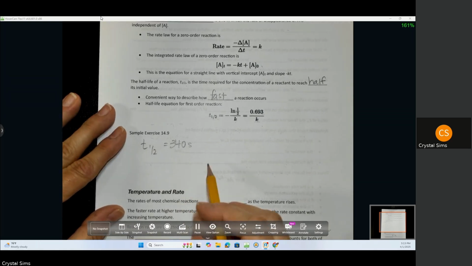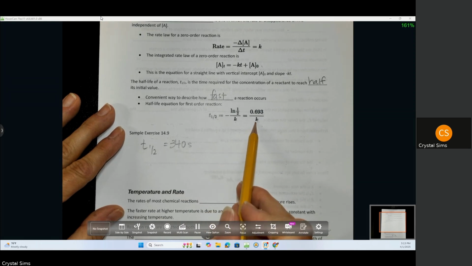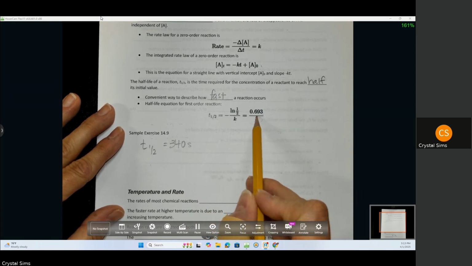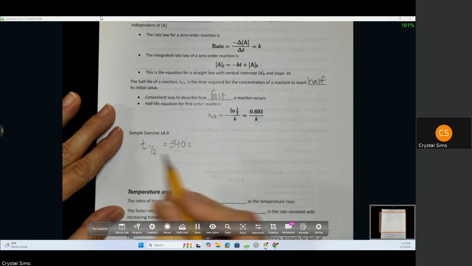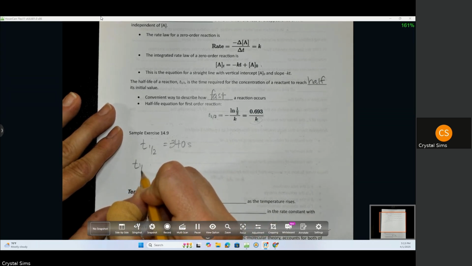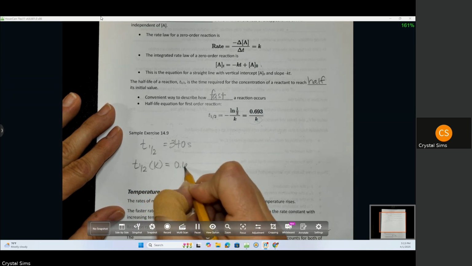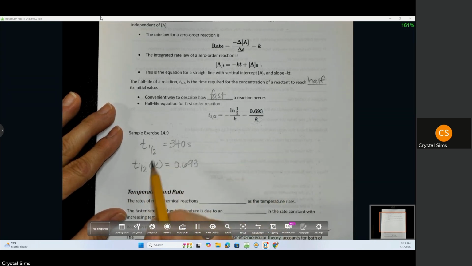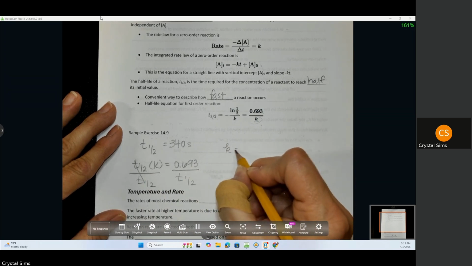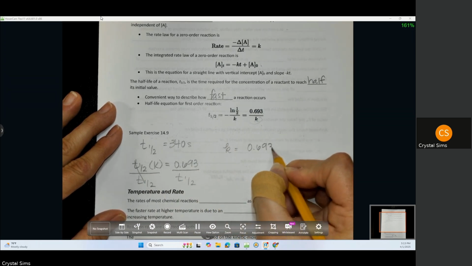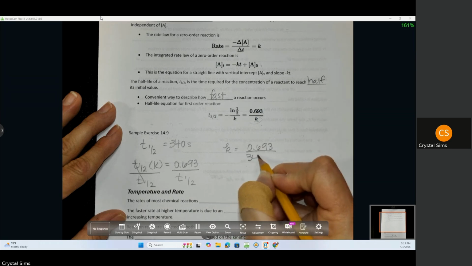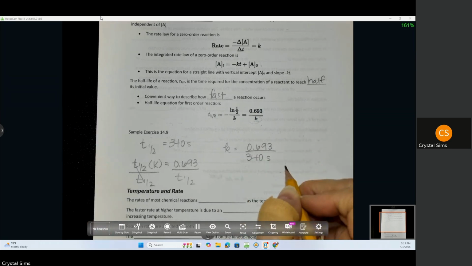So now we know our half-life, and they want us to figure out K. So our half-life times K is equal to 0.693. And so if we divide both sides by our half-life, that will give us K. So K is going to be equal to 0.693 divided by 340 seconds.